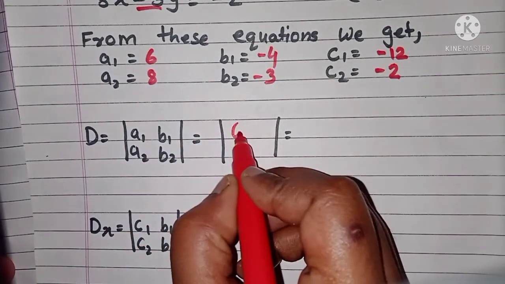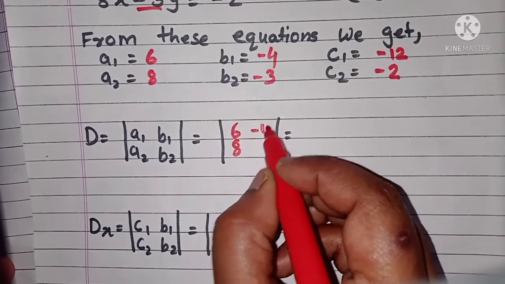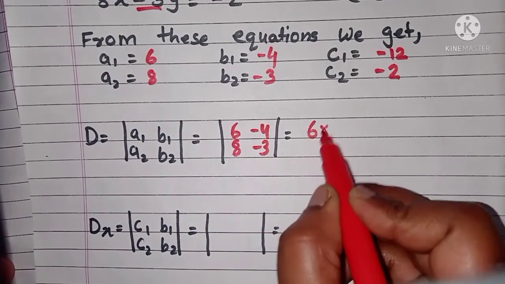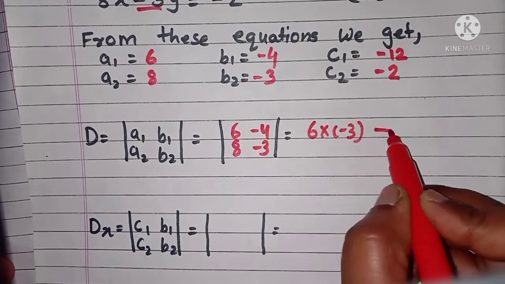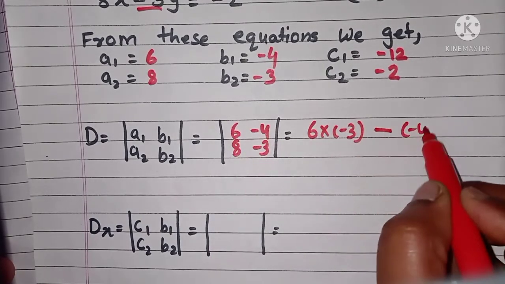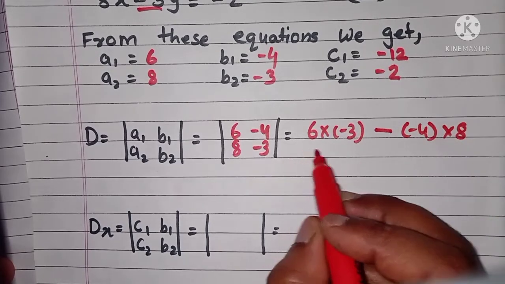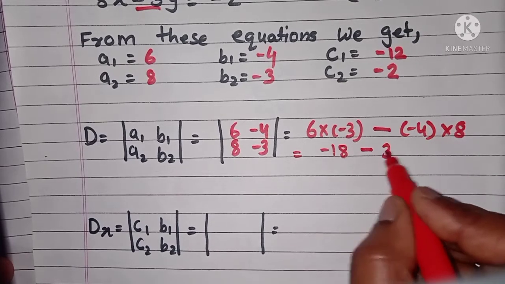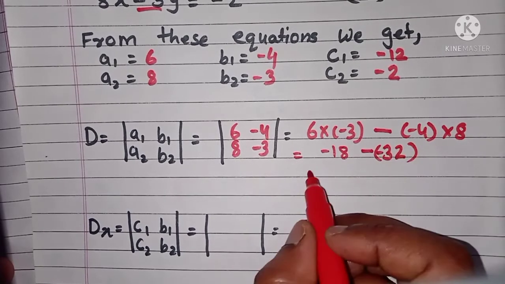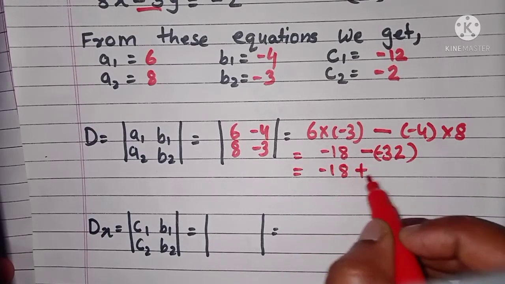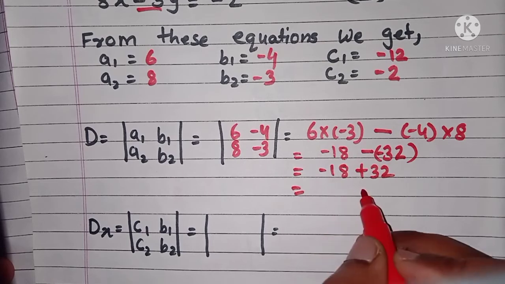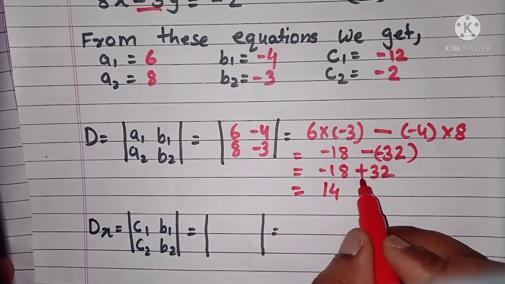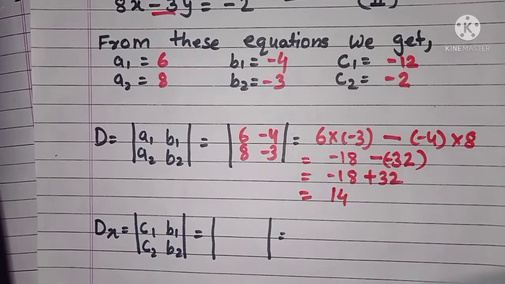Okay, 6, 8, -4, -3. 6 3s are, see, careful with the minus sign. -4 into 8. 6 3s are 18, but minus 18. Minus 4 8s are 32, but minus sign will carry. Minus 18 minus minus will become plus 32. See, minus plus minus, you will get the answer 14. And since the bigger number's sign is plus, you will write it like this, plus 14.